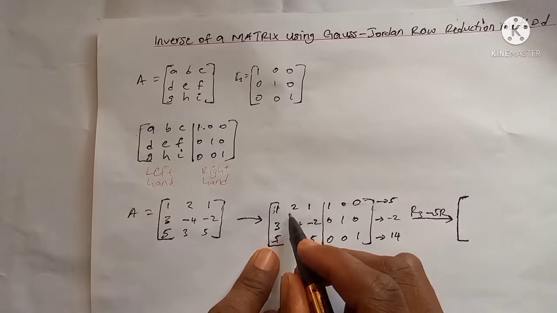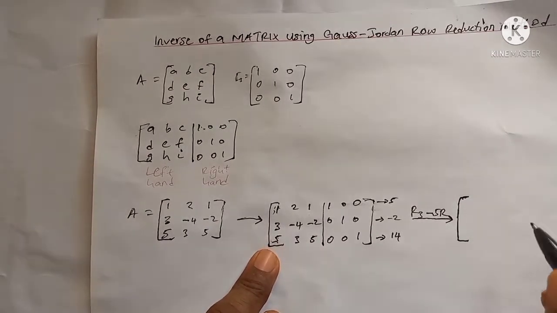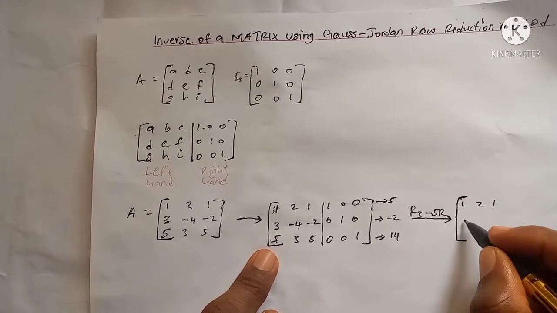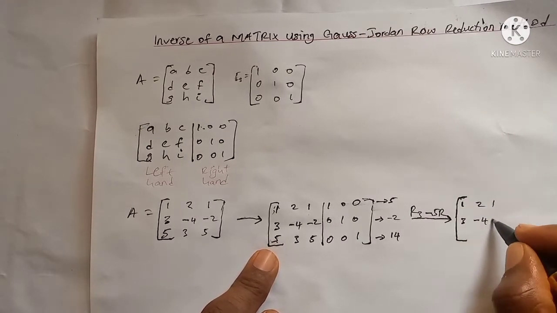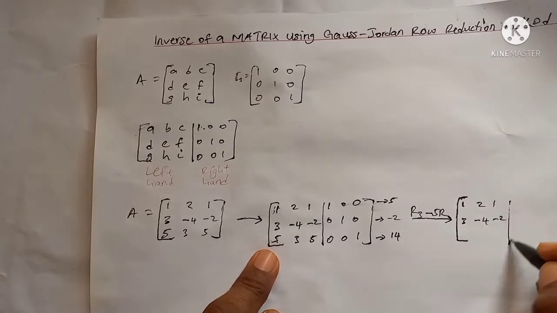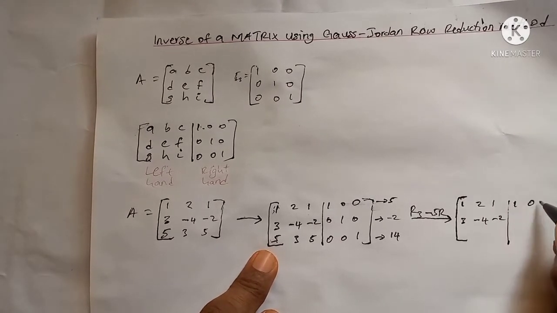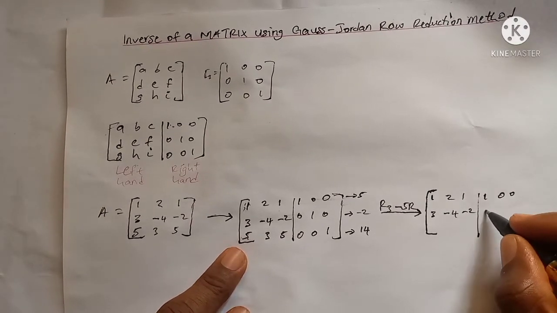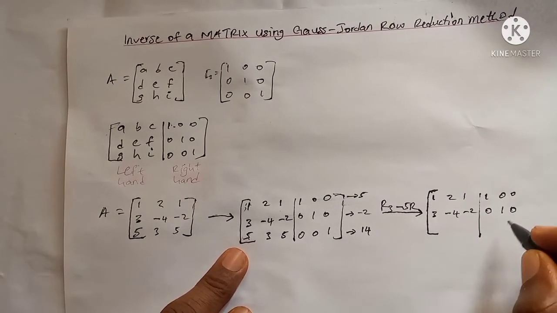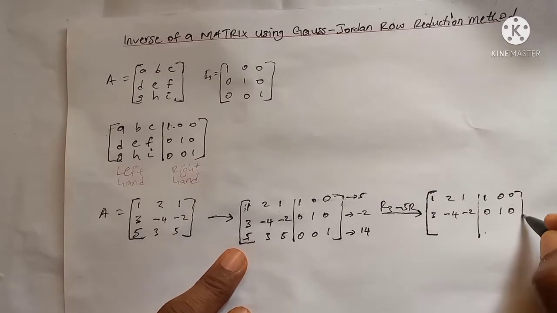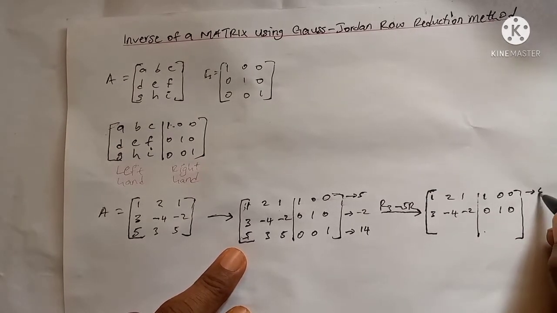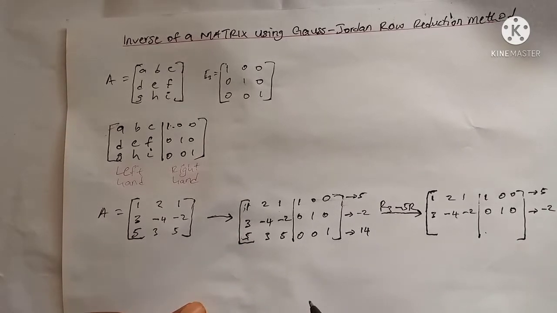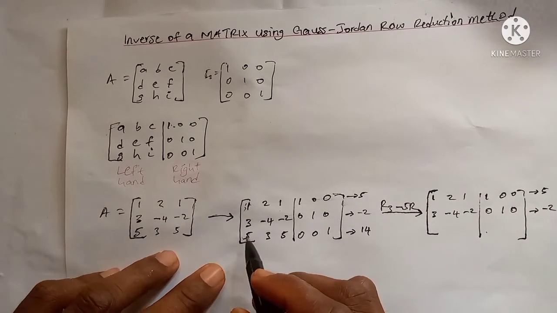In this case, our row 1 and our row 2 didn't change, so let me just write them out. 1 2 1, 3 minus 4 and minus 2, 1 0 0, 0 1 0, and then this is 5 minus 2.